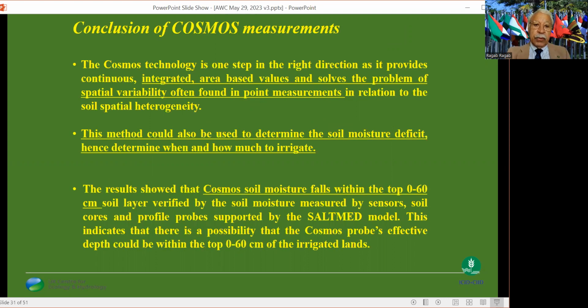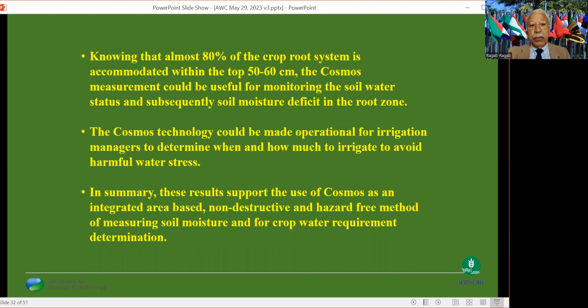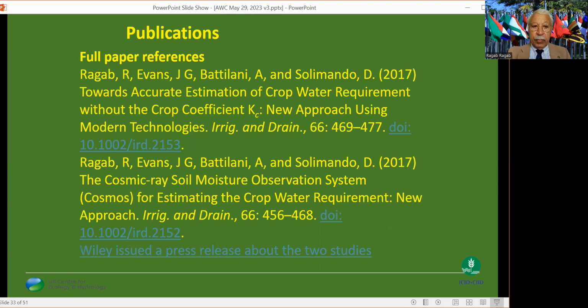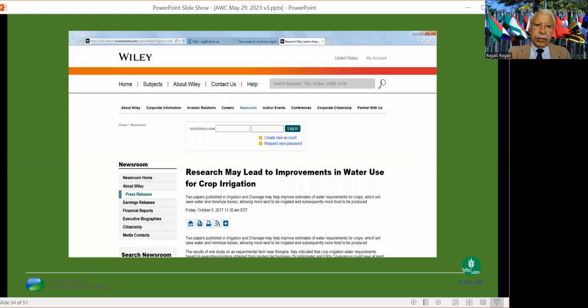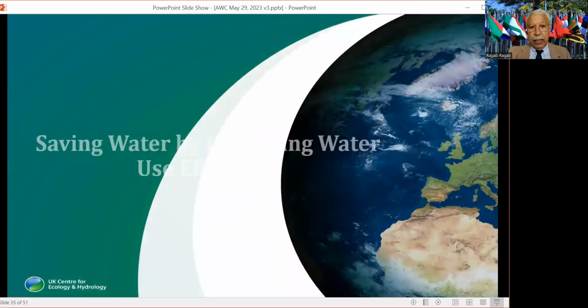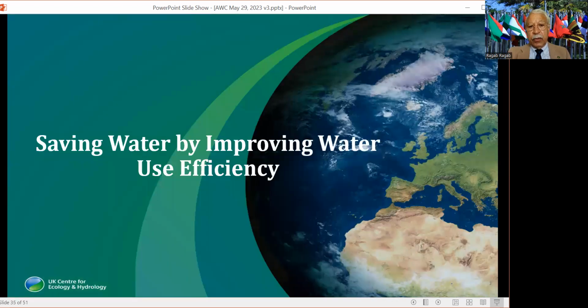The COSMOS can also detect the soil moisture in the top 60 to 80 centimeters of the soil, which is where most of the roots exist. There are also some publications related to the COSMOS applications, and there was a press release by Wiley to announce this new methodology. And saving water can also be achieved by improving water use efficiency.